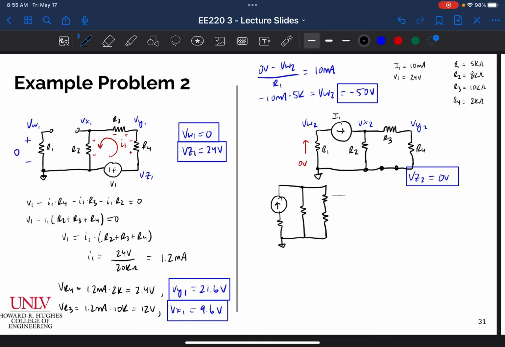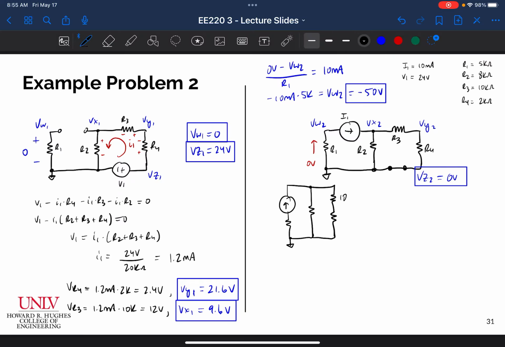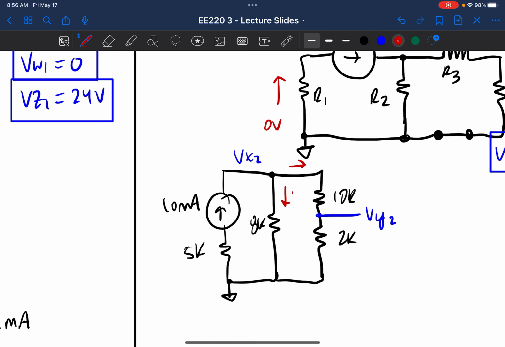Where R3 is 10K, R4 is 2K, my R1 is obviously 5K, my R2 is 8K, and my current is 10 milliamps. So what am I looking for? I'm looking for this voltage, which is VX2, and this voltage here, which is VY2. If I can find the current through this branch, then I can determine those voltages. So let's use the current divider equation to first determine this current. I'll call it I1, and we'll call this one I2.